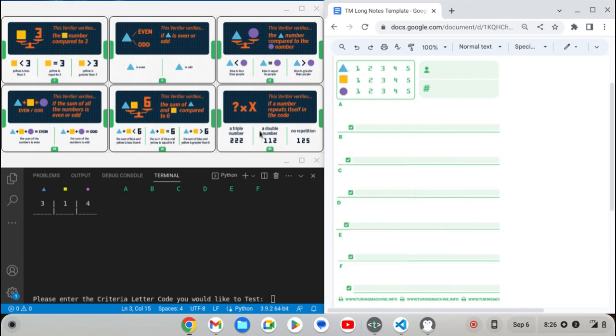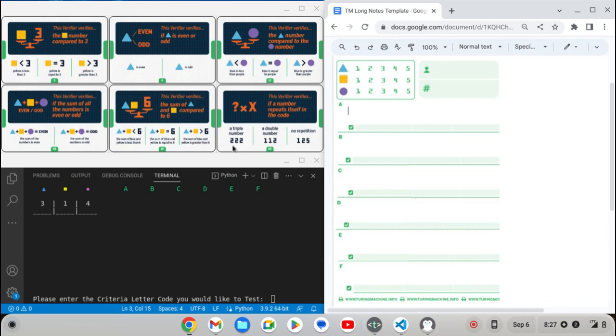And finally, criteria card F will look at our 3-digit solution and will let us know a little bit about its structure, so to speak. Specifically, it can tell us whether it has no repetitions, as in the example 1, 2, 5, or it could let us know that it's a double number where there's a repeating digit, as in the example 1, 1, 2, or it could let us know that it's a triple number where it's a single digit repeated 3 times, as in the example 2, 2, 2.